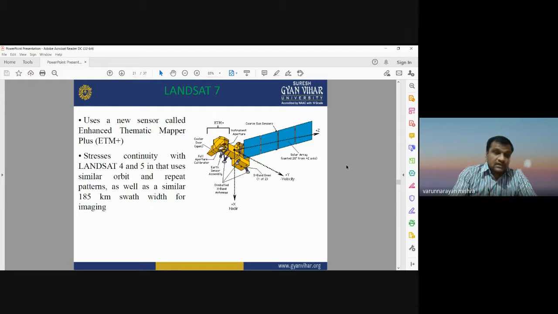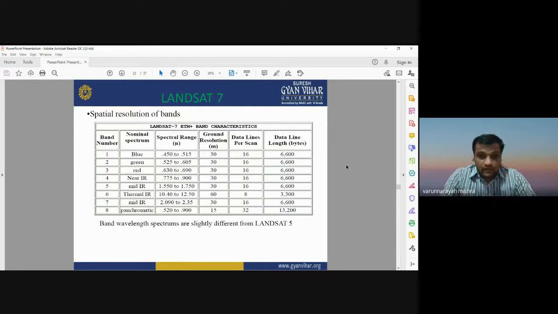The only difference between TM and ETM plus is that there is an additional panchromatic band in the enhanced thematic mapper plus. So these are the specifications of Landsat 7 ETM plus. You can see here an additional panchromatic band. The rest of the bands are the same as the Landsat 5 TM sensor, but the only addition is the panchromatic band in the Landsat 7 ETM plus.